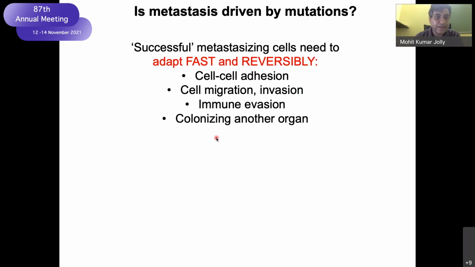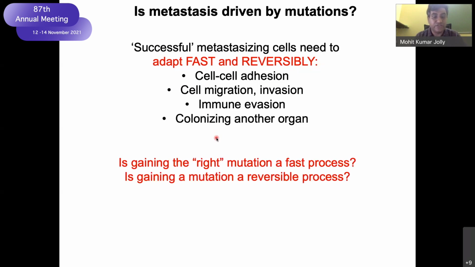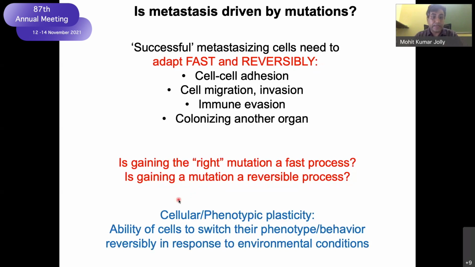Therefore, the idea of cancer mutations or genetic mutations is not really as helpful in the context of metastasis, because the rate of getting a mutation is small, and the rate of getting the right changes in the DNA such that fitness would be increased is even smaller. It's a very small fraction. And gaining a mutation is not a reversible process. Once a mutation has been gained, it's locked for generations. So the concept of reversible cell state switching, or cellular plasticity, or having multiple states that cells can switch back and forth between, comes in.